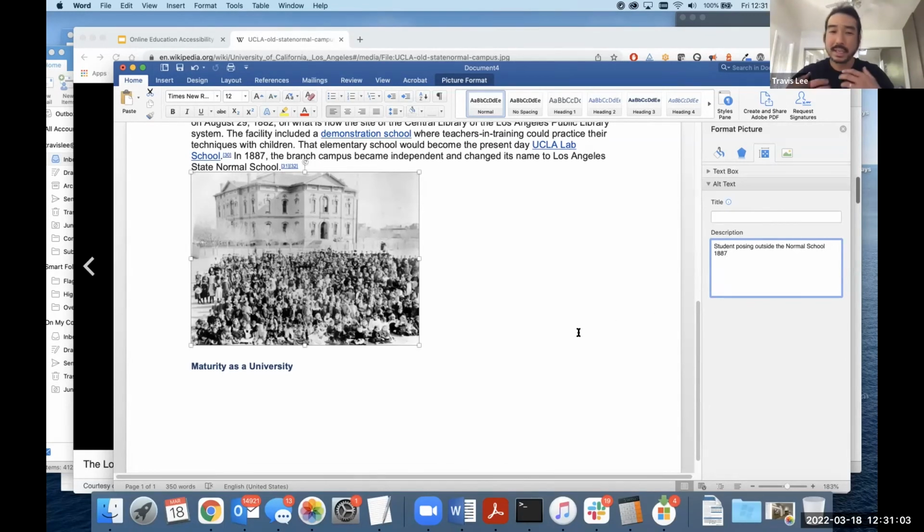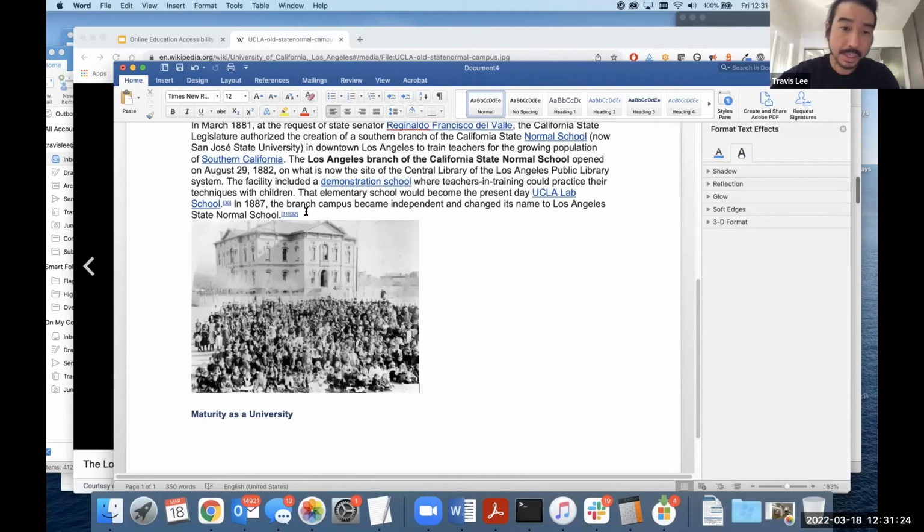You could also say students posing in front of a building. You could say students lined up. Just to describe what this image is of. I think it helps that it tells the date. It shows it's an old picture from 1887. So that's how you do alt text. That's very easy.